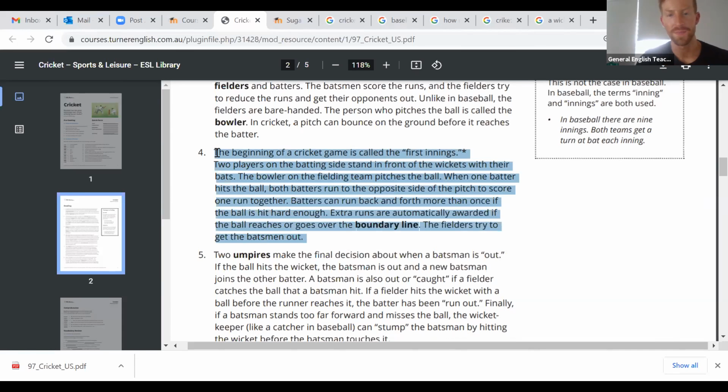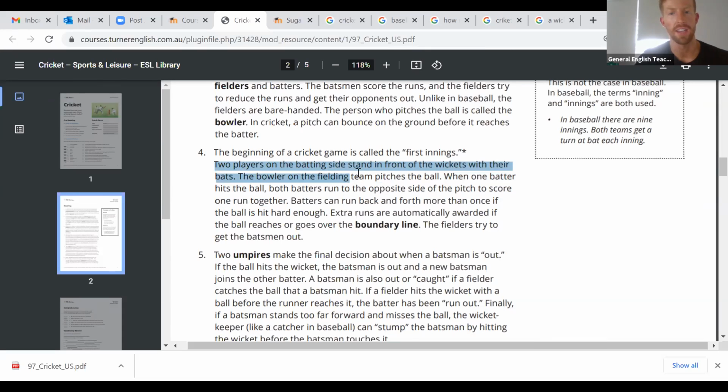Very good. Awesome. Okay. So guys, basically a first innings, you don't really have to worry about this. It just means that that's the beginning of the game. It's just a technical name for the start of the game. But don't worry about learning that one. You probably never use it. Okay, so basically this is going through how you play the game.